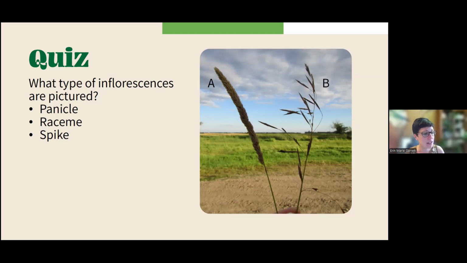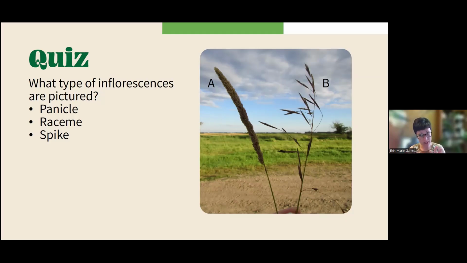Okay, seeing all the answers come in. Excellent. Lots of guesses for a spike for A. That is correct. And then B, I was trying to be tricky, and most of you got it. You said panicle, and again, that is correct. If you're curious what these grasses are, A is reed canary grass, and B is smooth brome.